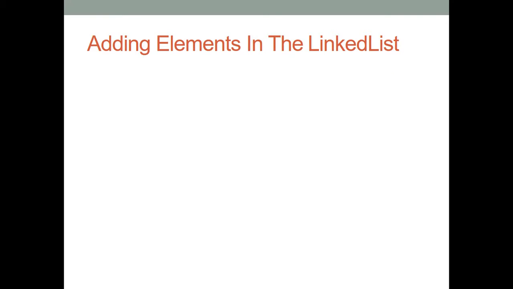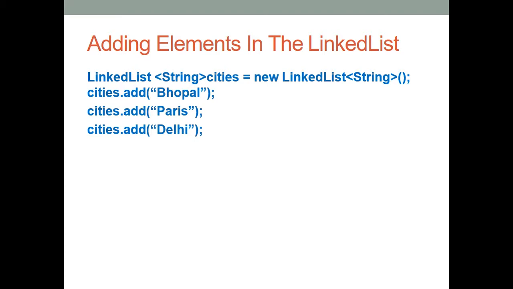Now I'm going to explain adding elements in the linked list. How can you add an element to the linked list? It is one of the popular operations. For example, you create a linked list object called city. If you want to add cities to this linked list, you just call city.add Bhopal, city.add Paris, city.add Delhi. That way we can store the data in this linked list.